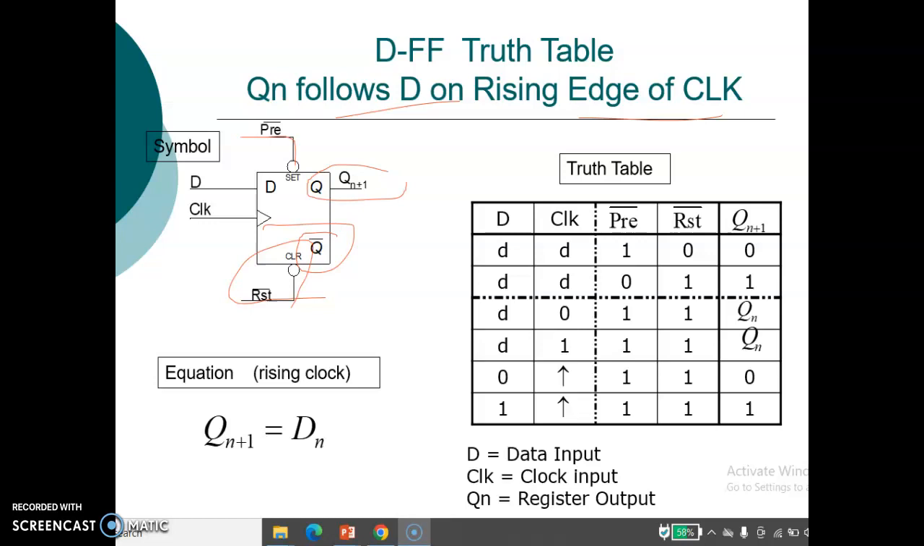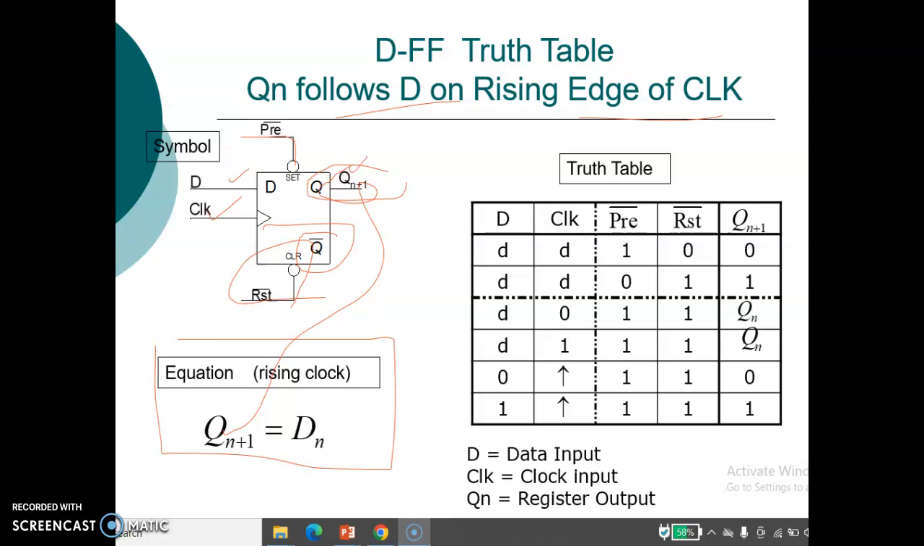Here reset equation, rising clock, Qn plus 1 equal to Dn. We got D for data input, CLK for clock input, Qn for register output.